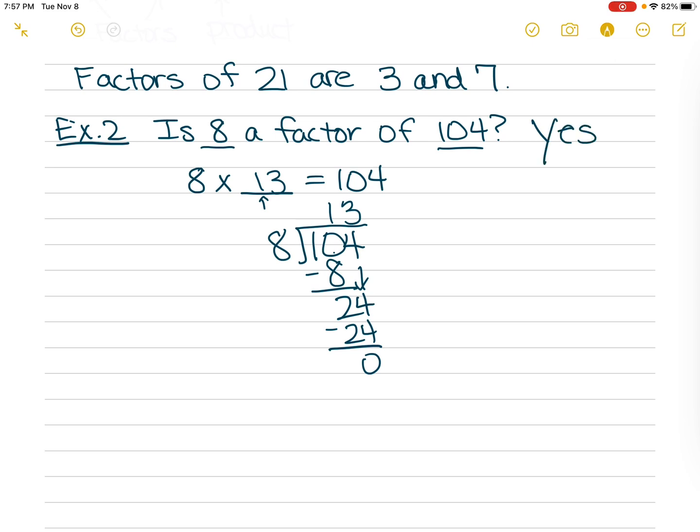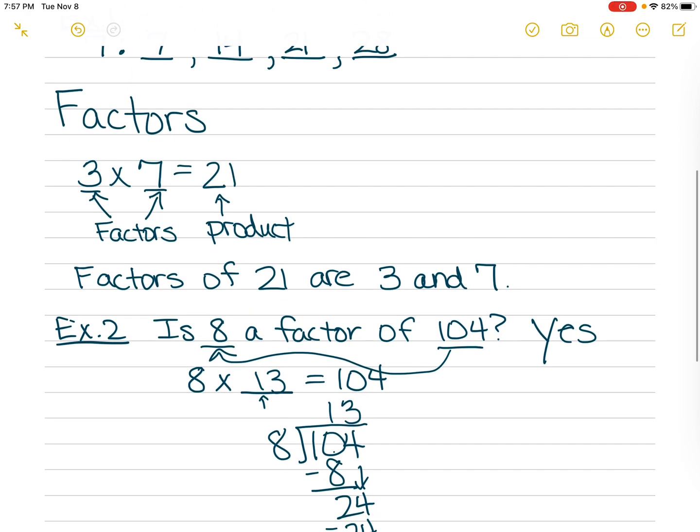So when it asks you if it's a factor of 104, it's really saying, can 104 be divided by 8 without any remainders? Because then that means that, yes, I could do 8 times something is 104. So there's a section of your work where it will just ask you, is this number a factor of another number? And you just need to say, can it be divided by it? That's all you need to say. It's like up here, if I said, is 7 a factor of 21? Yes, it is, because 21 divided by 7 is 3.